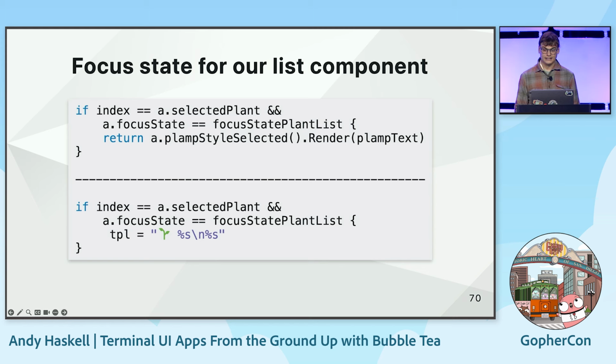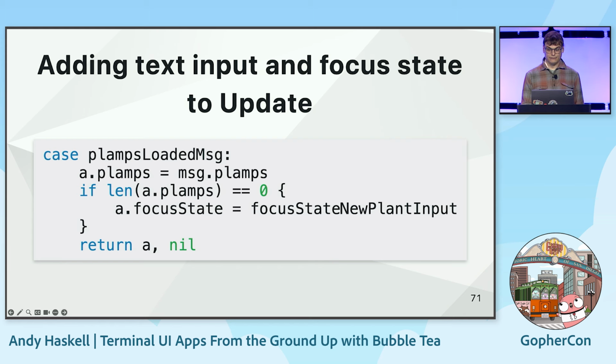So finally, let's thread that through the update method. First up, now that we've got a focus state, we're going to add some extra logic to the case for plants loaded message. If the JSON file is empty, like someone's using the app for the first time, then in addition to setting m.plants, we also autofocus the new plant input box, because there's just nothing in the list to focus on.